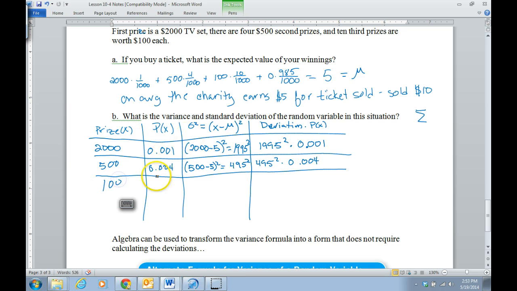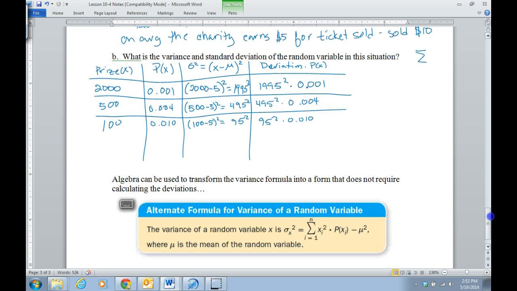$100 prize. 0.01, or 0.010 if you think about 10 out of 1,000. So 100 minus 5 squared is the same thing as saying 95 squared. And then 95 squared times 0.010. Then the last prize. What was our last prize? 0.